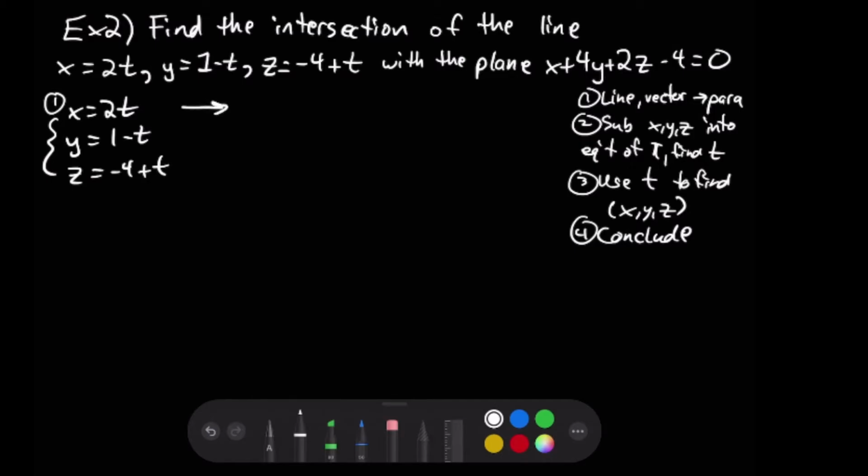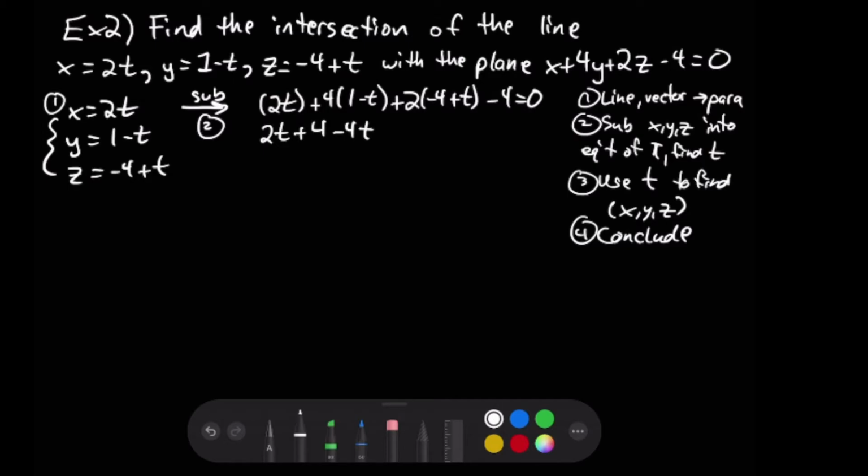We're going to sub our values in for step 2. So we have our scalar or Cartesian equation of our plane. Let's plug in our values. Instead of x, I'm going to put 2t. Instead of y, I'm going to put 1 minus t. Instead of z, I'm going to put negative 4 plus t. And minus 4 equals 0. Once again, we're going to expand, collect our like terms, and solve for t. So 2t plus 4 minus 4t minus 8 plus 2t minus 4 equals 0. I'm going to label my like terms to make my life a little easier.